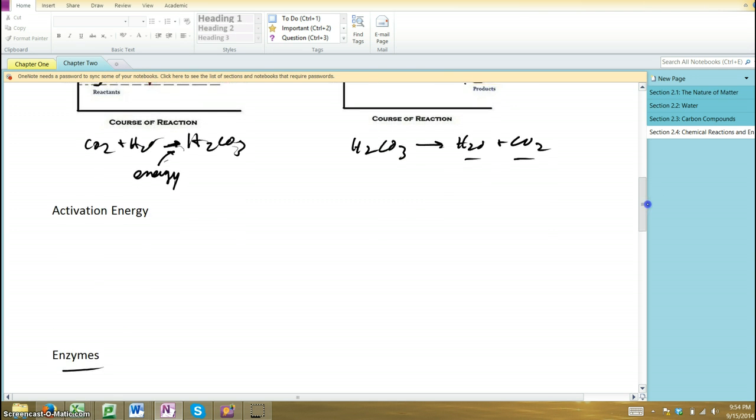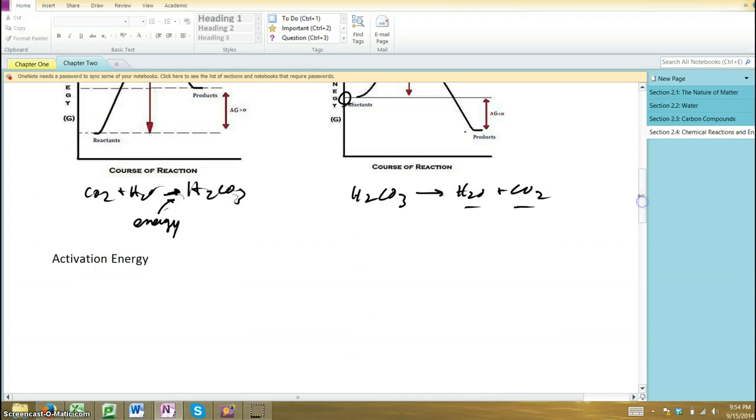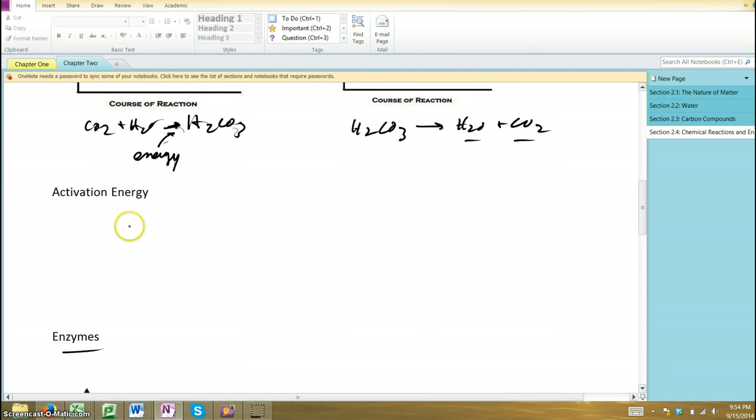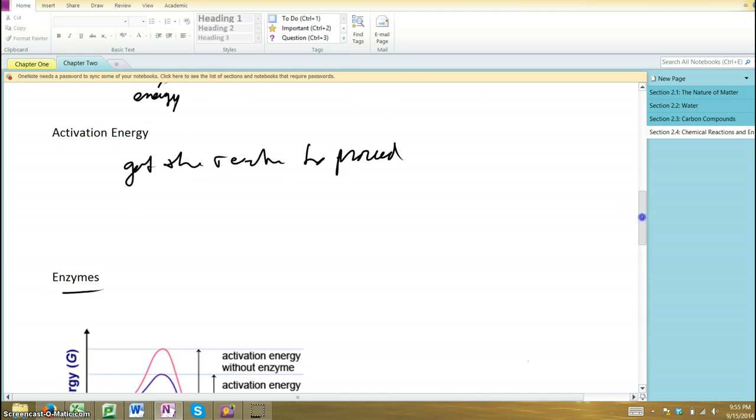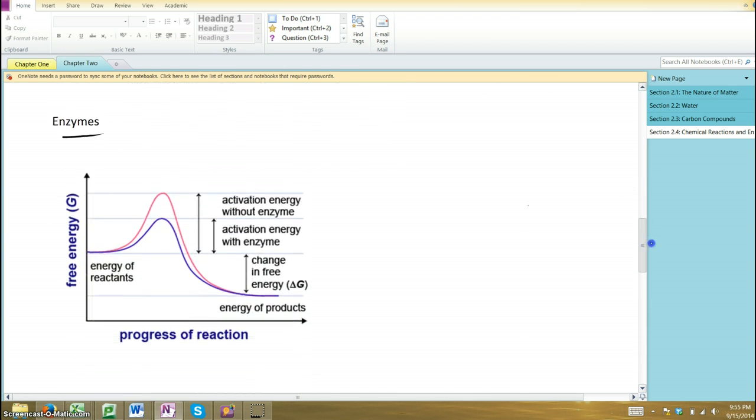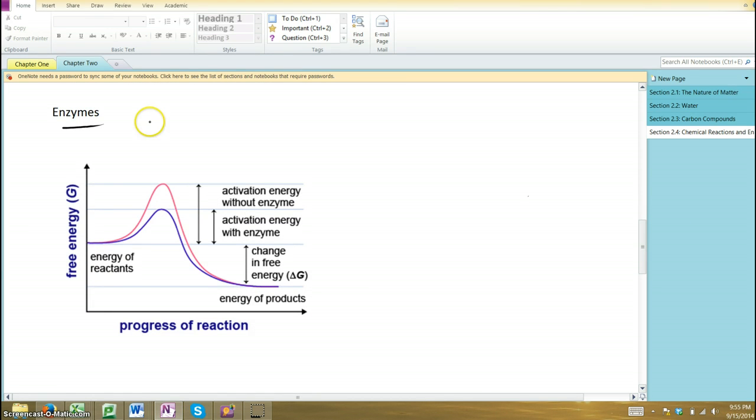And so it's by manipulating the activation energy, that is the energy needed to get the reaction to proceed, that it is necessary to control whether or not these reactions happen. All right, how do enzymes help facilitate these reactions? That's what enzymes essentially are. They are molecules that facilitate reactions.